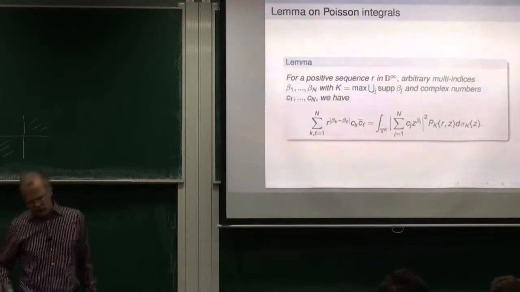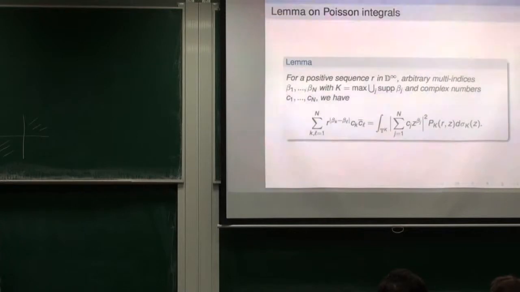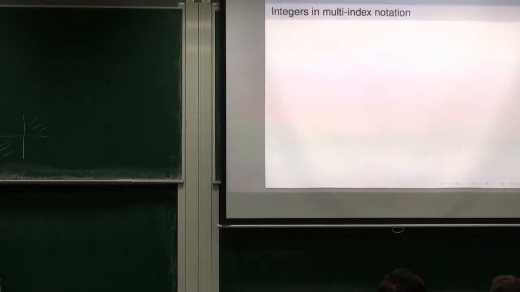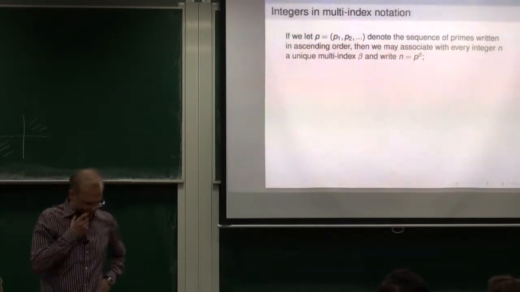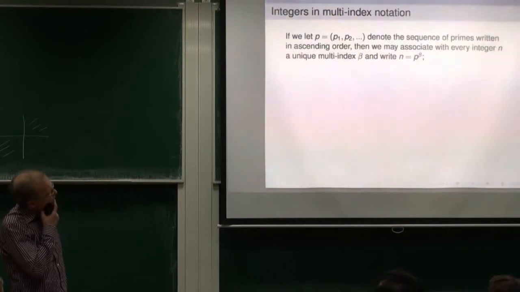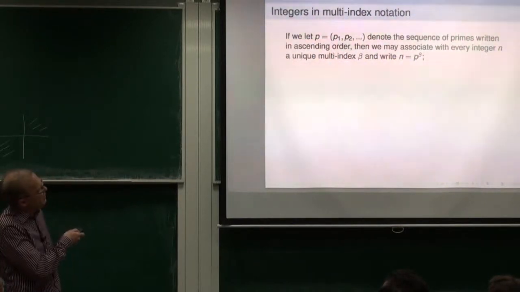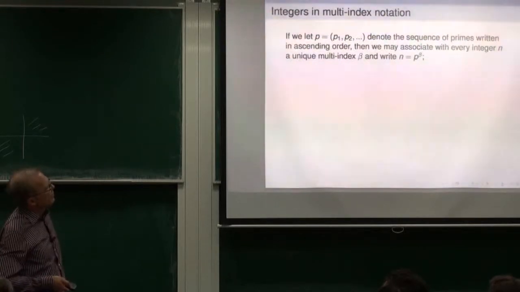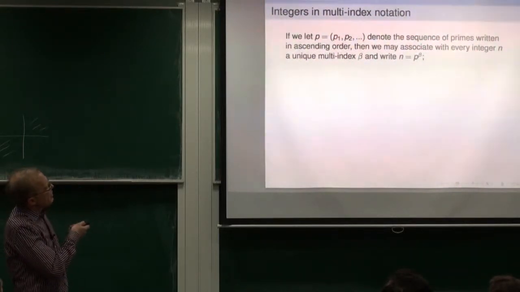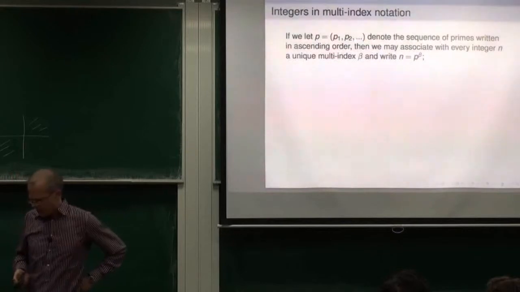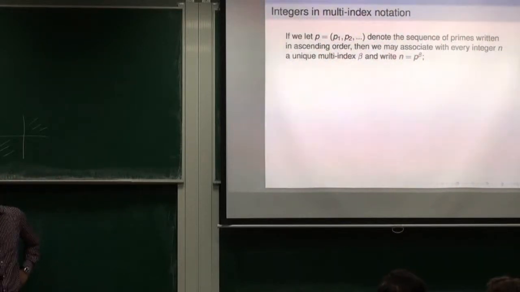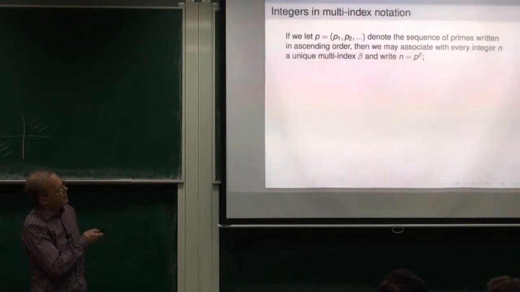This is just rewriting what we had on the previous slide. Now, let us relate this to integers. So we let now P be the sequence of primes. And then, of course, we know that we can factor integers, so we can write an integer in multi-index notation. N is P to the beta. Any integer can be uniquely associated with a multi-index in this way.